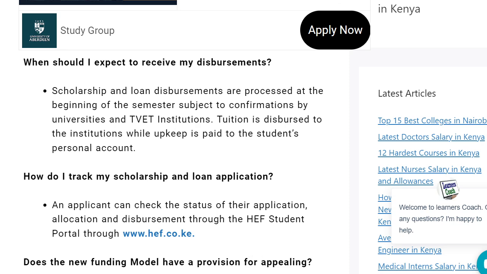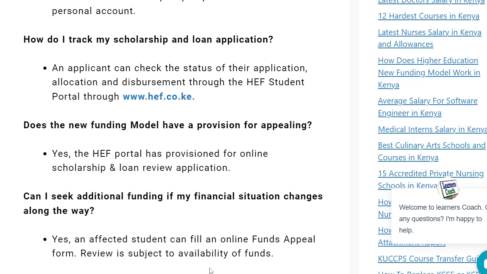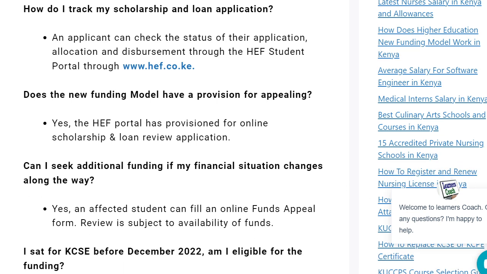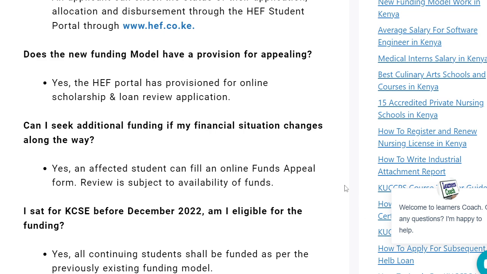So the other question that most of you are asking: does the new funding model have a provision for appealing? Yes, the HEF portal has a provision for online scholarship and loan review application. Then the other question is, can I seek additional funding if my financial situation changes? Yes, an affected student can fill an online funds appeal form. A review is subject to availability of funds.